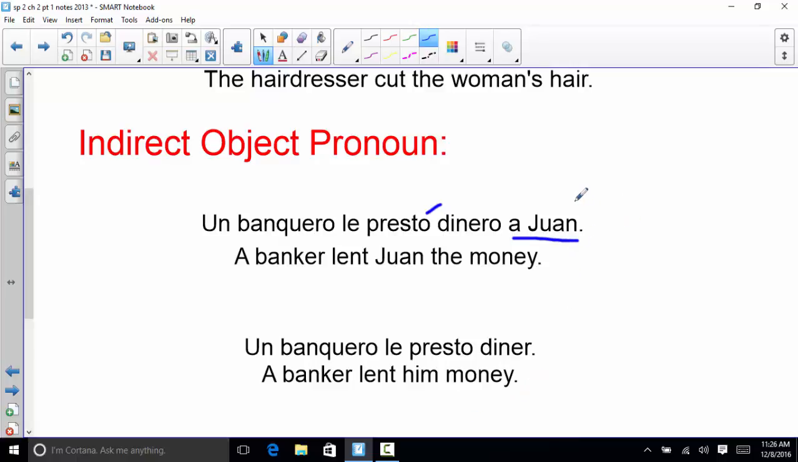So in that case, I'm going to get rid of the a Juan and replace it with an indirect object pronoun. Okay, and you'll see in a minute that the indirect object pronoun that would go with Juan would be le. So the abbreviated version, un banquero le prestó dinero. Okay, so now it says a banker lent him money instead of a banker lent money to Juan.